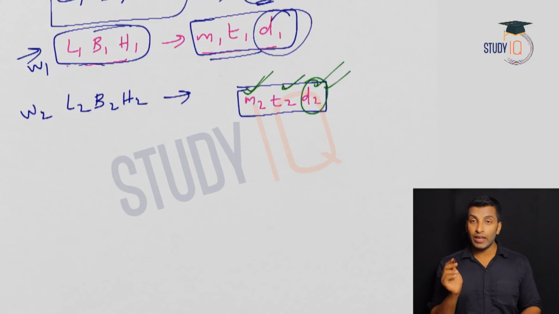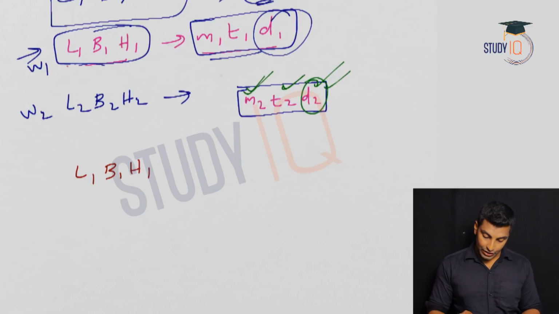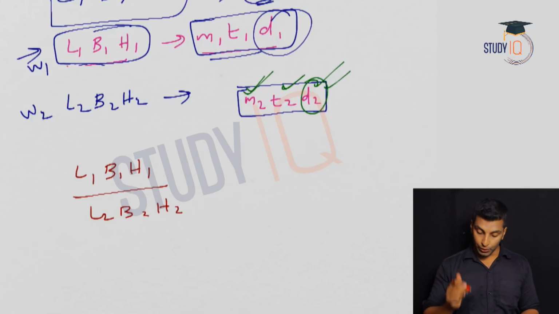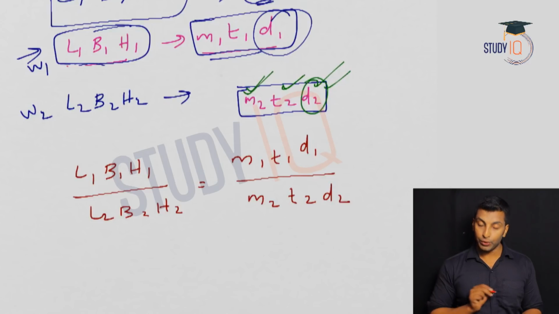So what we need to understand here is that you need to equate the work. Just remember, there is nothing to remember. L1, B1, H1 divided by L2, B2, H2. So basically W1 by W2 is equal to M1, T1, D1 divided by M2, T2, D2.